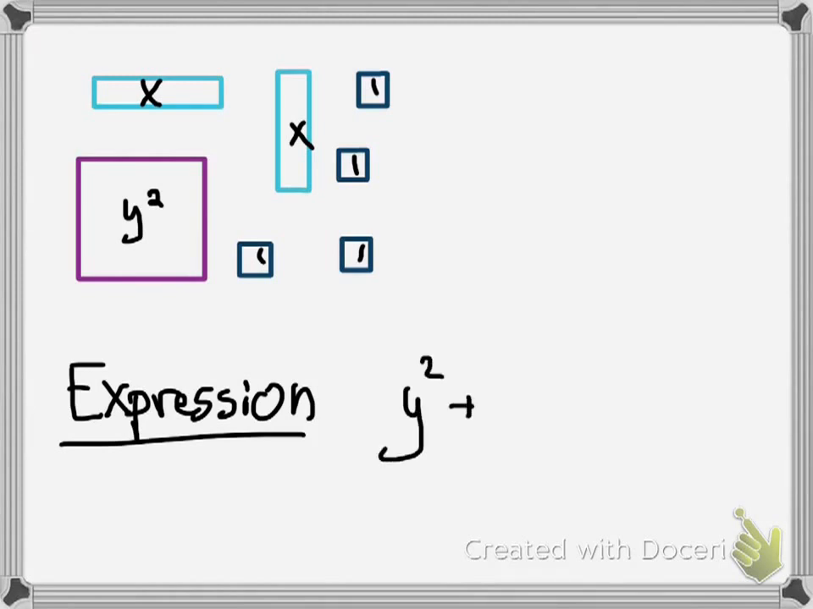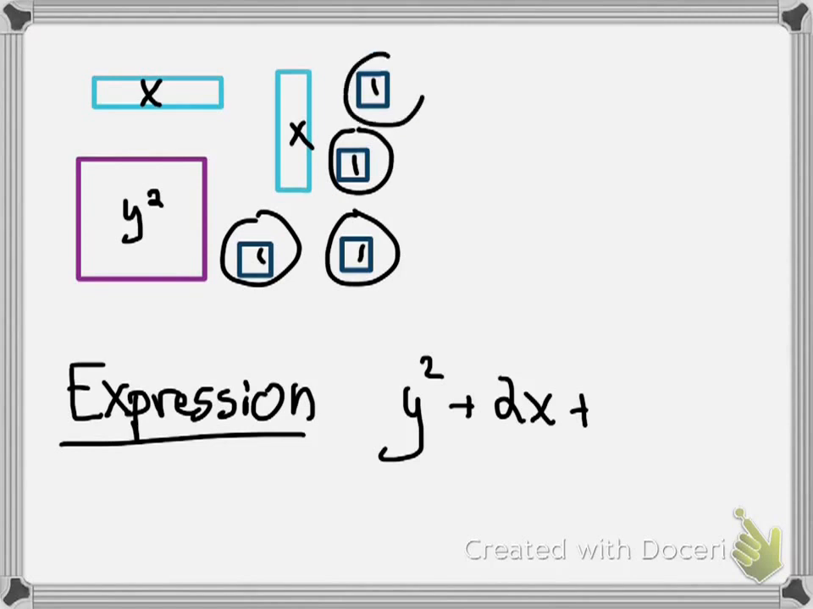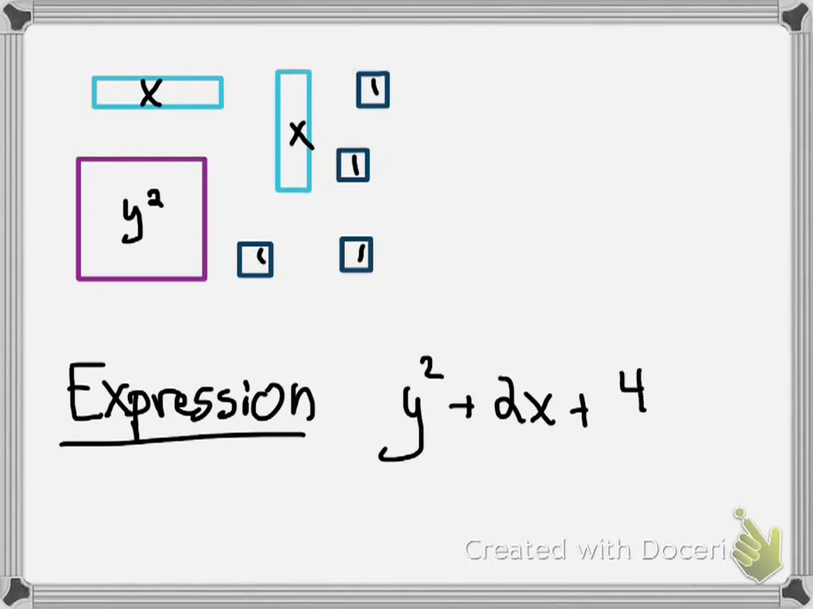Plus, how many x tiles are up there? Well, there's 1, 2 x tiles. So I'm going to say plus 2x tiles. Plus, how many units do we have? We have 1, 2, 3, 4 units. So 1, 2, 3, 4 units means plus 4. There is my expression. We have y squared plus 2x plus 4.